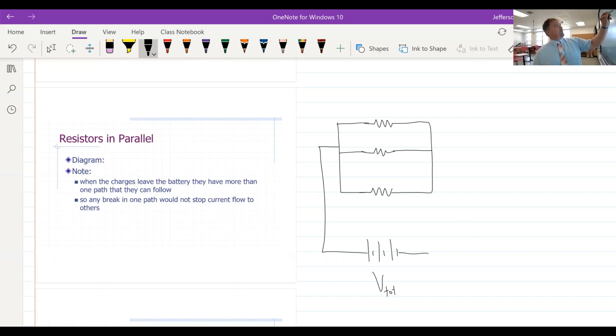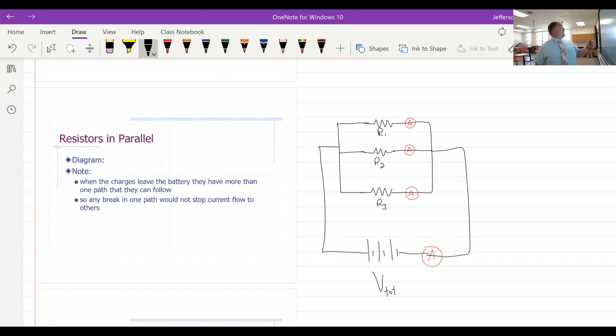Boom. And then come out and come back around. Once again, I'll put an ammeter in right here to measure the total current. But I'm also going to put ammeters here, here, and here in order to measure the current through any one of the individual resistors. And we're going to call these R1, R2, and R3. So just like before, okay?